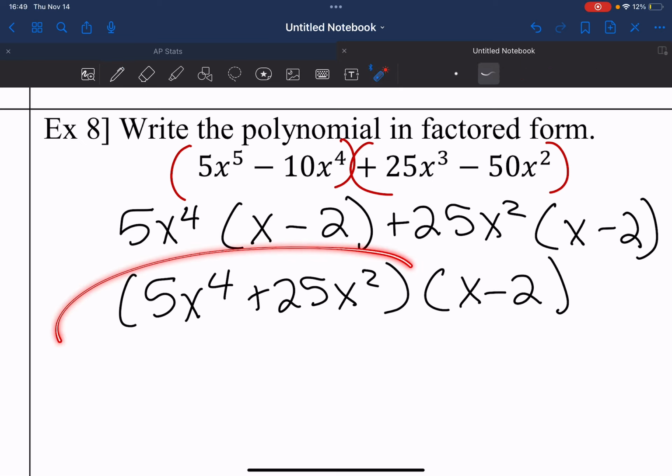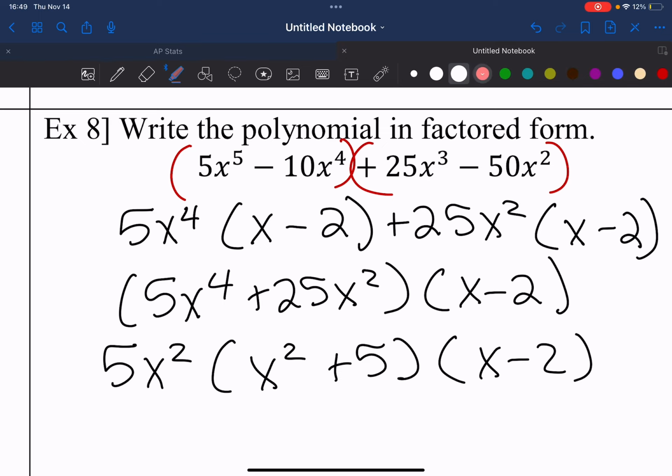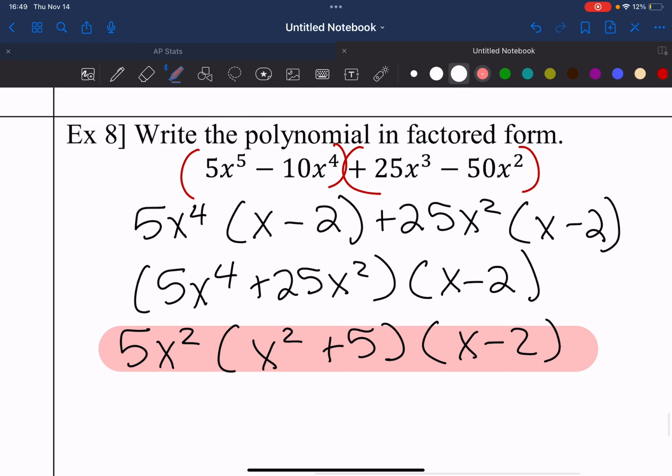Well, notice I can still take out another GCF from here. So I'm going to take out a 5x squared, and I'm left with x squared plus 5, bring down the x minus 2. This is now my simplified factor.